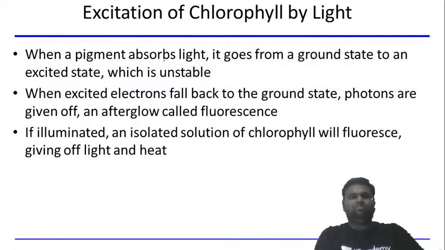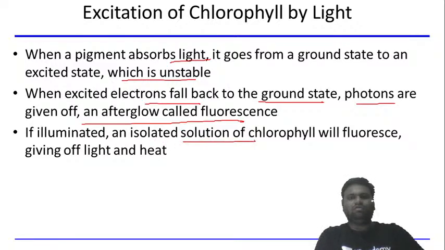So when a pigment absorbs light, it goes from the ground state to an excited state, which is unstable. When excited electrons fall back to the ground state, photons are given off, a glow called fluorescence. If illuminated, an isolated solution of chlorophyll will fluoresce, giving off light and heat.